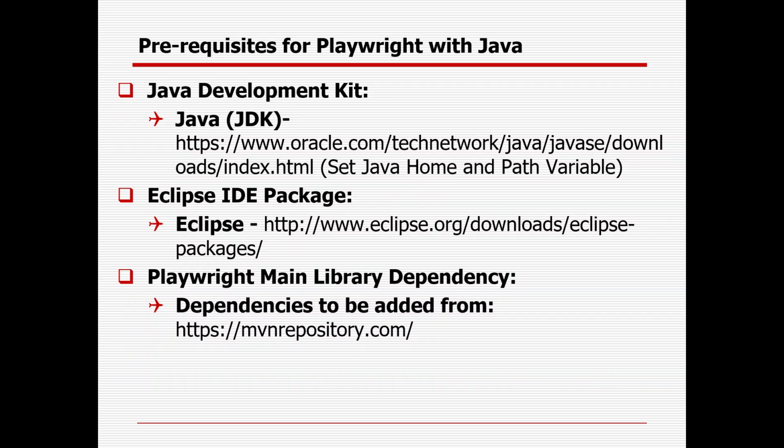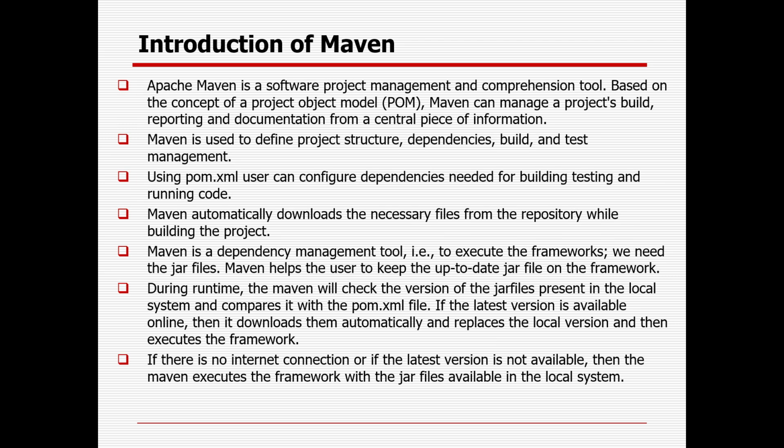Now let's see the way I can create a Maven project. But before that, you can understand what Maven is all about. Maven is a product from Apache, so that is the reason it's called Apache Maven. Apache Maven is a software project management and comprehension tool based on the concept of the project object model, right? POM. Maven can manage a project's builds, reporting and documentation from a central piece of information.